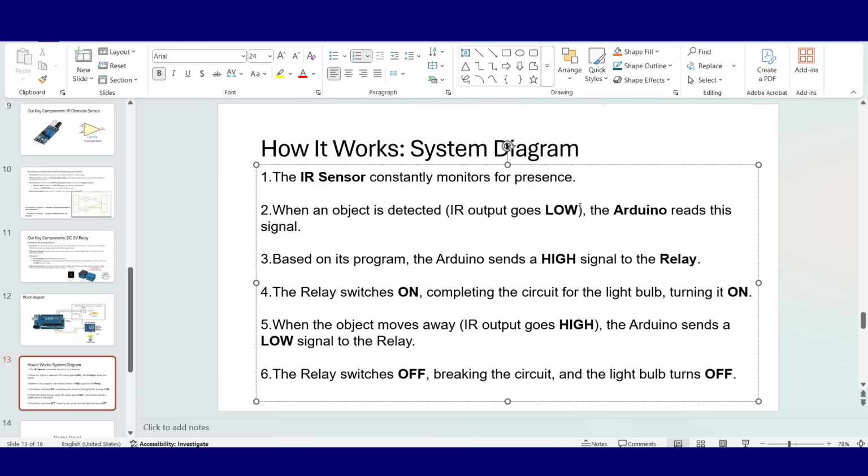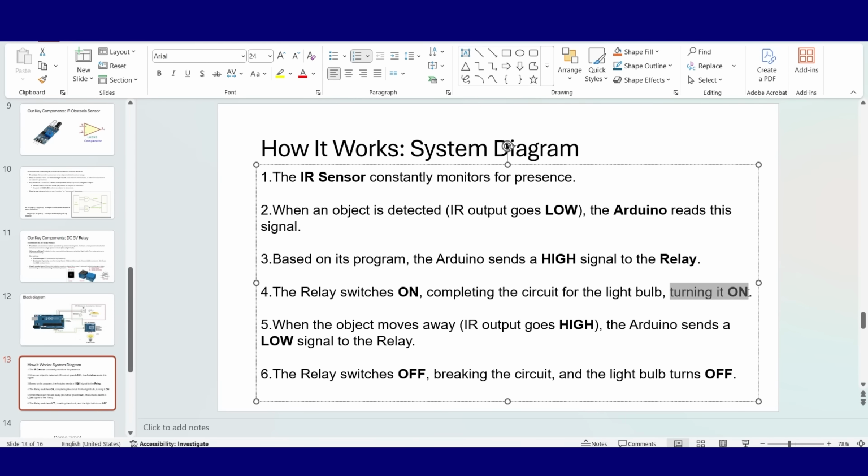When that low signal is read by our Arduino board, based on its program, the Arduino sends a high signal to the relay. The relay then switches on, it completes the circuit of the light bulb, and hence you see the light bulb glowing, that is, it is turning on.